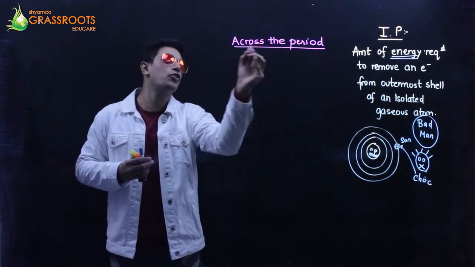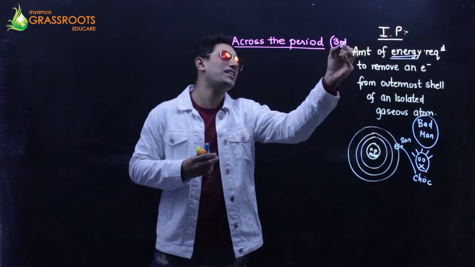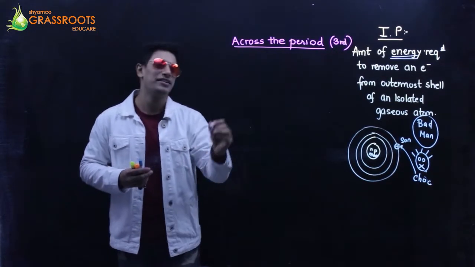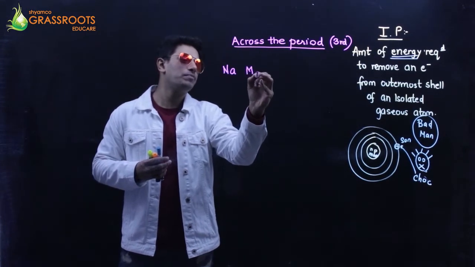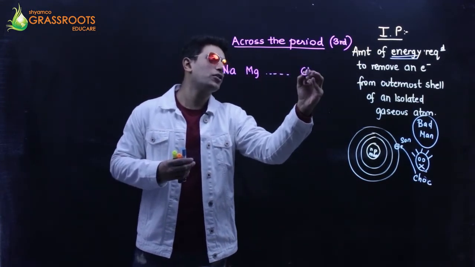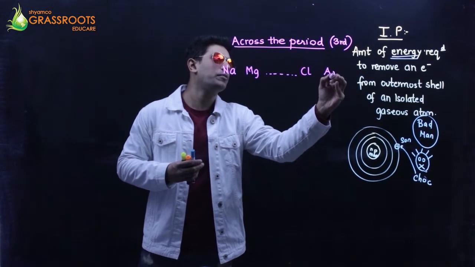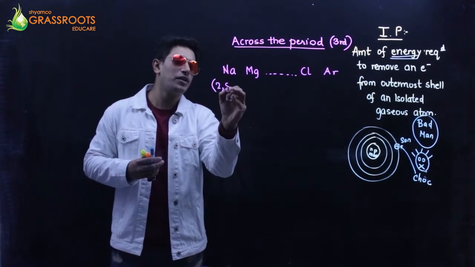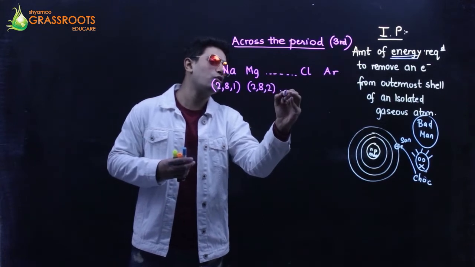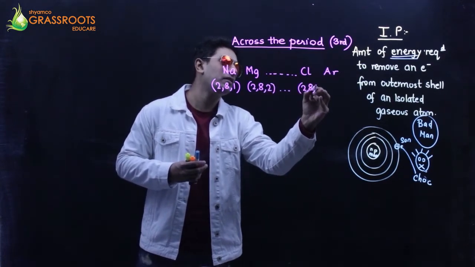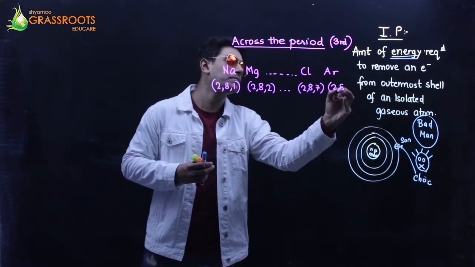Taking an example of the third period again, third period only. Now that's monotony. I like that. We have sodium, magnesium, and it goes on to chlorine and argon. So this is 281, this is 282, and it goes on up till 287 and 288.